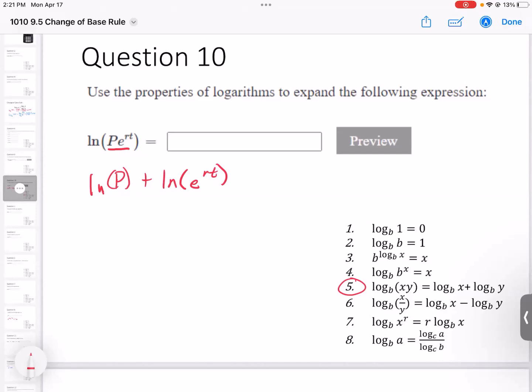Which property should I use to simplify it? Yep, I can use 7 because that's my property that allows me to simplify exponents. So in this case, I have R times T as my exponent. So I can bring that out, and this is going to be the natural log of P plus R times T times the natural log of E. Now, can we simplify this any further? If so, how would I simplify it?